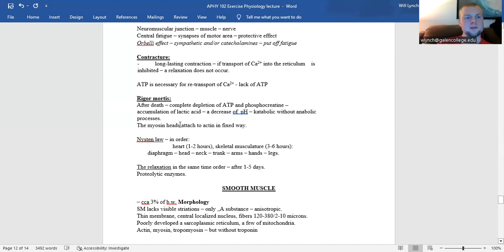So the time frame for rigor mortis, again, we have the Nysten's law. This is going to be about 1 to 2 hours after death. We start to see this in the heart. Skeletal musculature, this starts to happen for about 3 to 6 hours after death. You see it in the diaphragm, the head, the neck, trunk, arms, hands, and legs, in that order, just about.